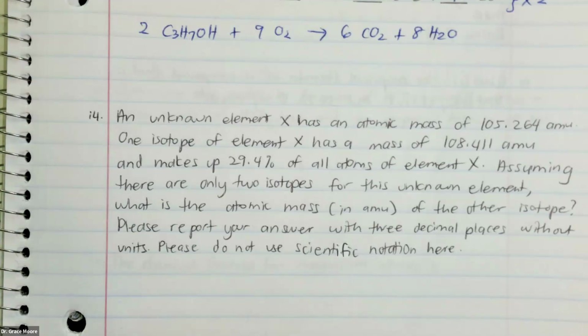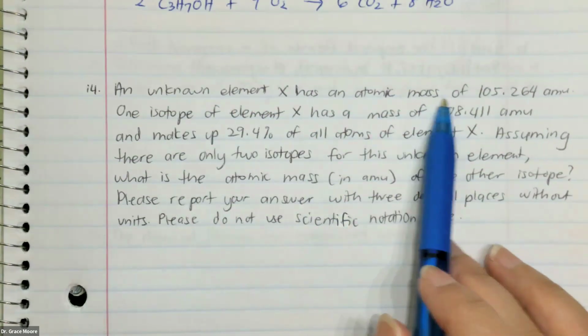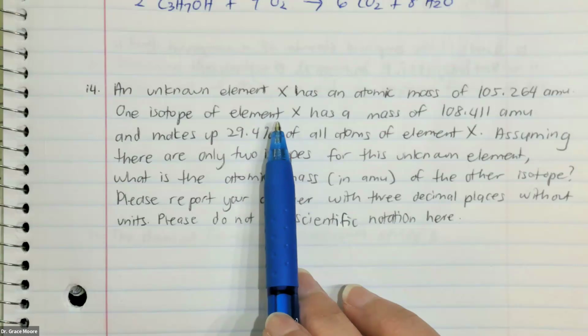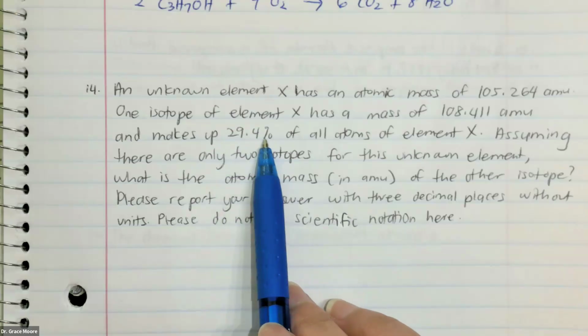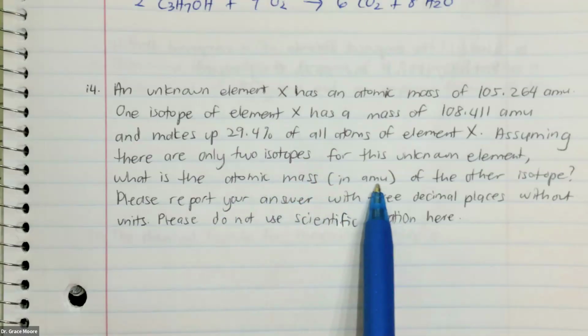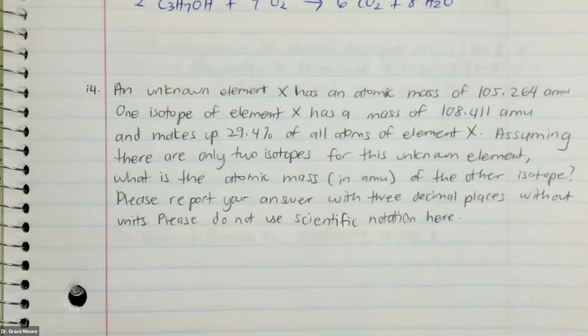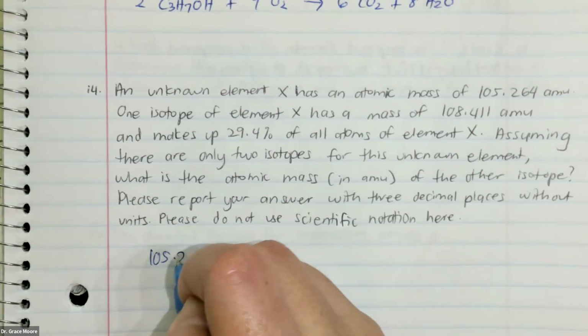We're going to solve this isotope question for number 14. It says an unknown element X has an atomic mass, this is the average mass, of 105.264 AMU. One of the isotopes has a mass of 108.411 and it takes up 29.4% abundance. Assuming there are only 2 isotopes, what is the atomic mass in AMU of the second isotope? Please report your answer with 3 decimal places without units. Don't use scientific notation. Okay, we can do that. All right, so let's set it up. The average is 105.264.